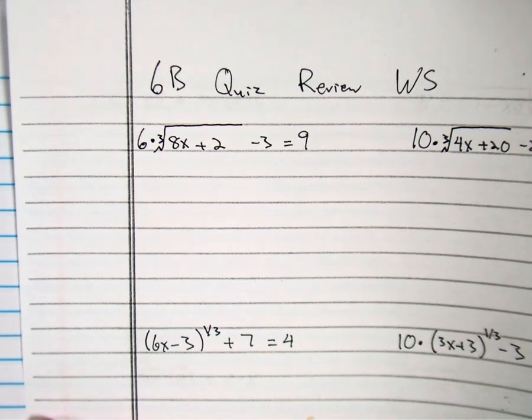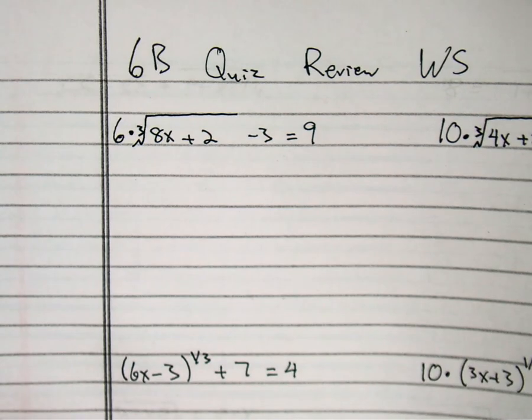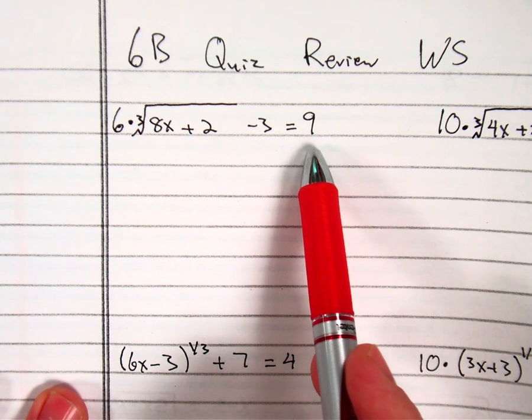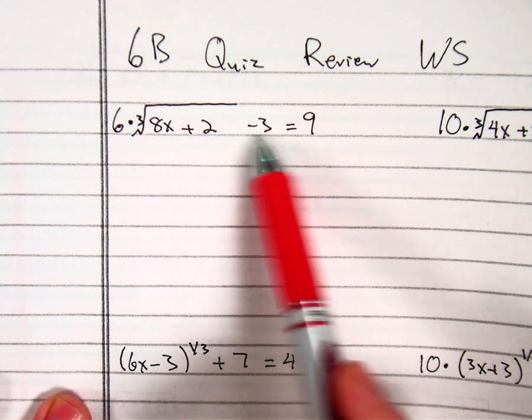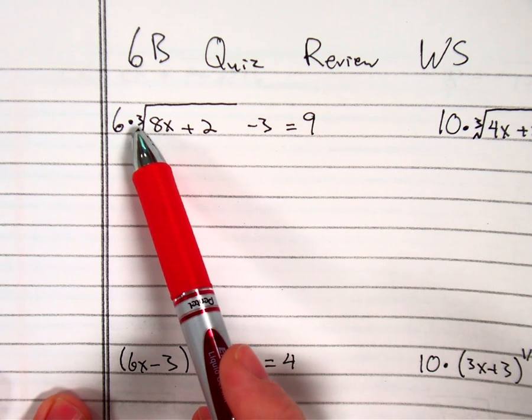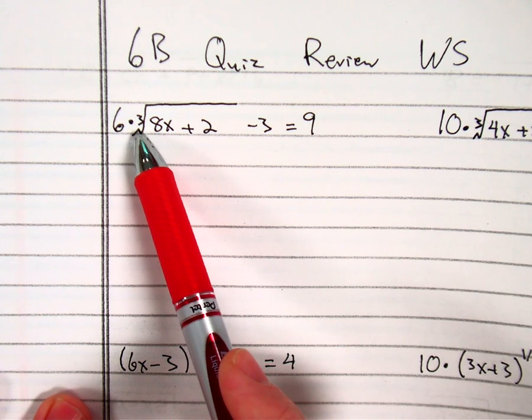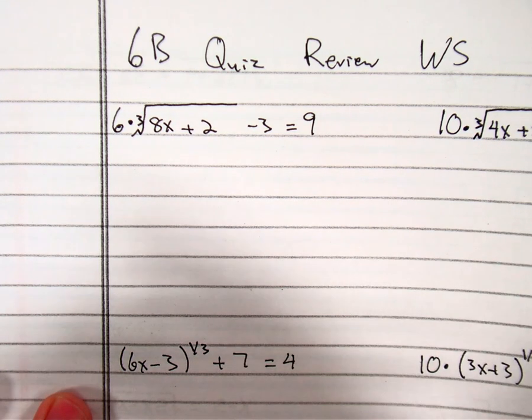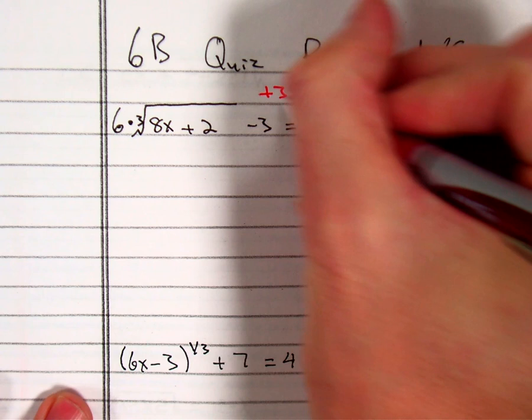Let's take a look at the left-hand side today. 6 times the cube root of (x plus something) minus 3 equals 9. Okay, we're going to peel back the layers and get the root part by itself first. Then we're going to undo the root, and then we'll peel back the layers and get x by itself. So step 1 is going to be to add 3.